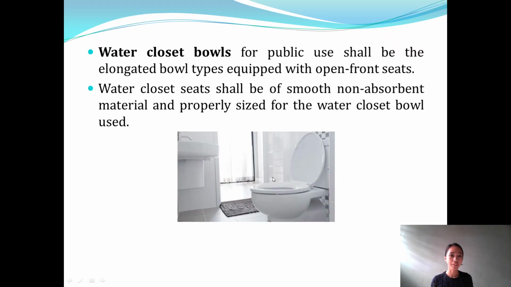Next is water closet bowls. For public use, they shall be elongated bowl types equipped with open front seats. Water closet seats shall be of smooth, non-absorbent material and properly sized for the water closet bowl used. So this is an example of an elongated bowl type.